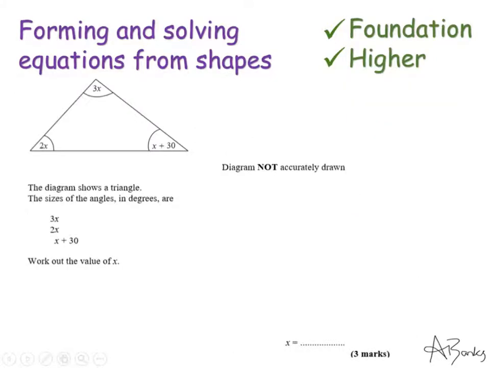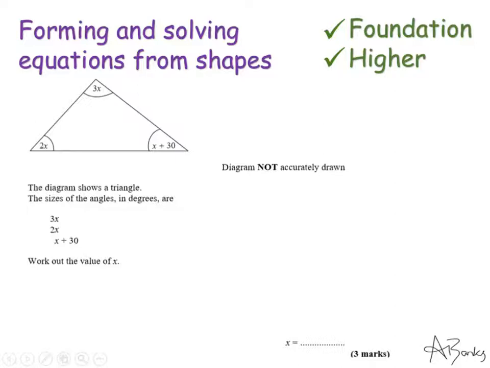Here's a slightly different example for us to look at. This question says the diagram shows a triangle. The sizes of the angles in degrees are 3x, 2x and x add 30. Work out the value of x. So they've not really given me any information in the question here that will let me form an equation. I've got the size of the angles, but that's it. And this is because they're expecting you to know that the angles in a triangle add up to 180.